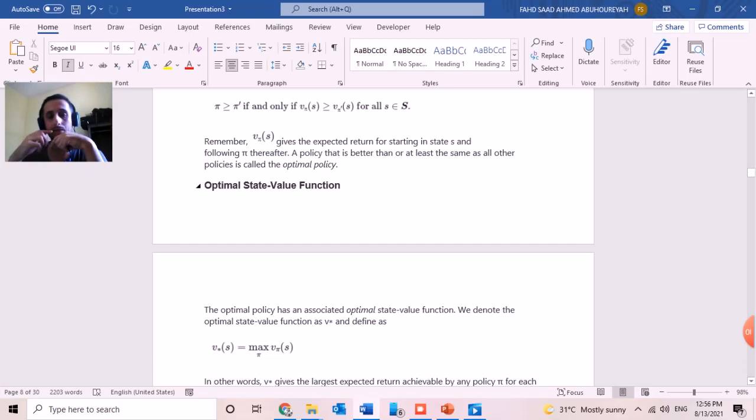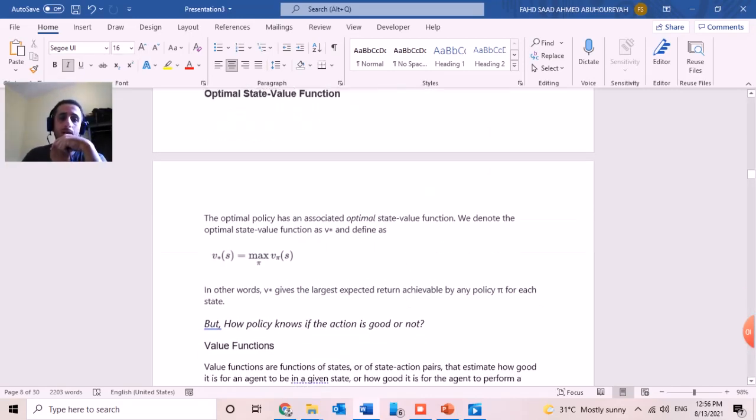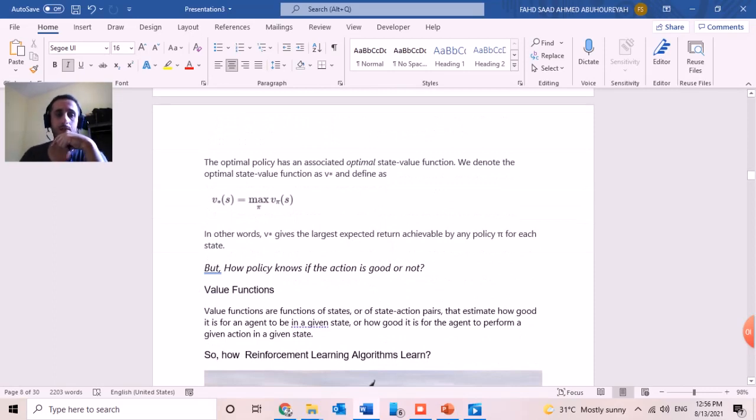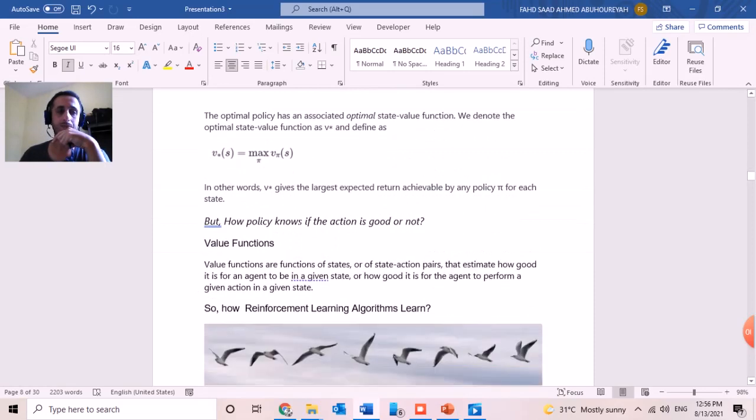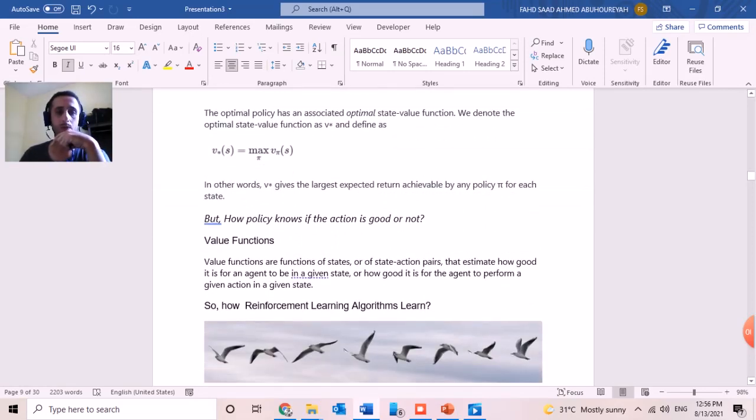But how to know it is better? We will call it the optimal state value, because following this state value will get us better rewards. So we call it the optimal state value function, which is defined in this equation: V star S equals max V pi S. In other words, V star gives the largest expected return achievable by a policy pi for each state.